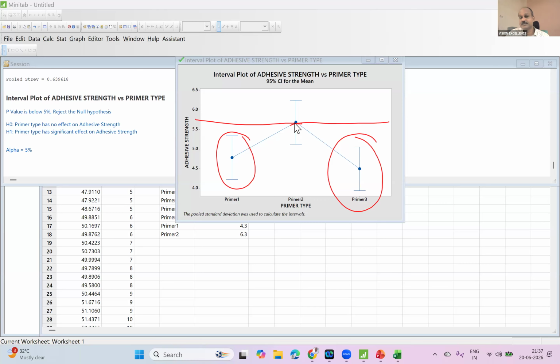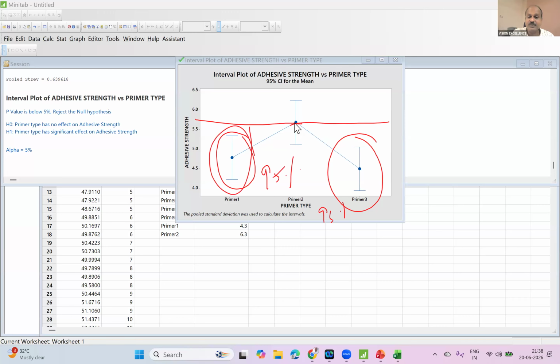Which confirms that at least 95% of the time, primer 2 can give you a better adhesive strength. But still there is a 5% chance that primer 2 can give a lower strength, and 1 and 3 can give a strength better than 2. That is the risk in statistics. Are you with me, all of you? But the risk is limited to what? 5%. Because the interval we considered during the decision making is 95%.